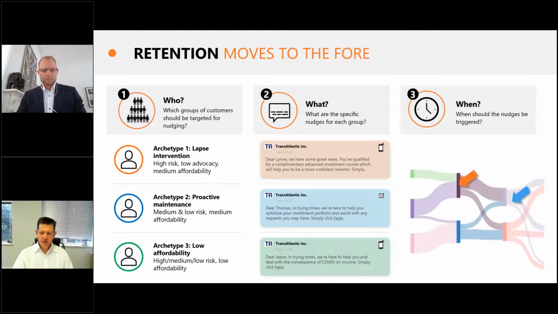And then obviously we had to map that back to the customer journey and get a sense of exactly when we should trigger off those various communications.